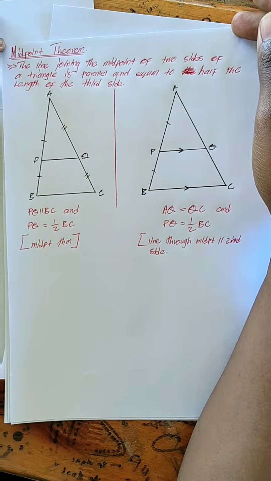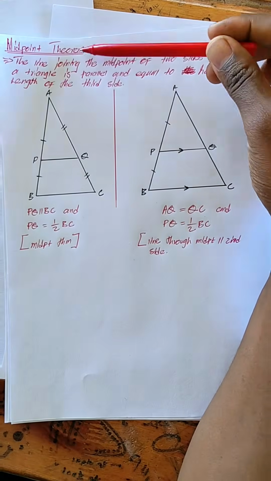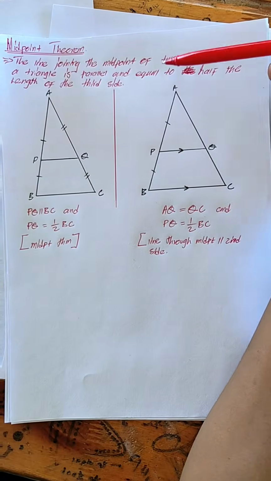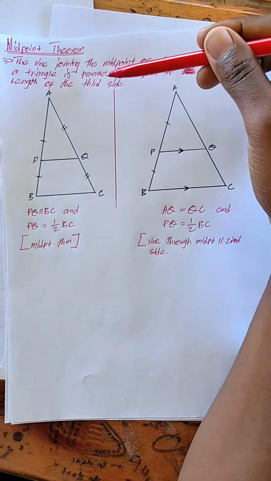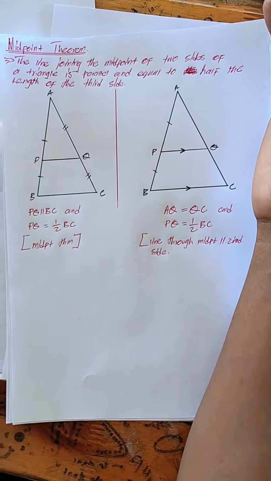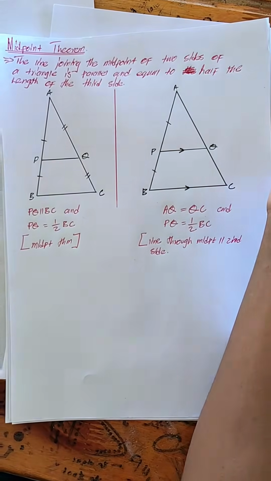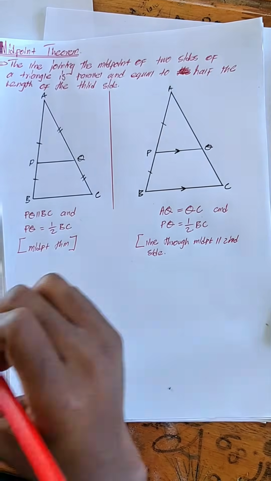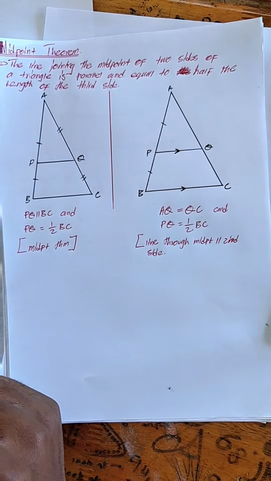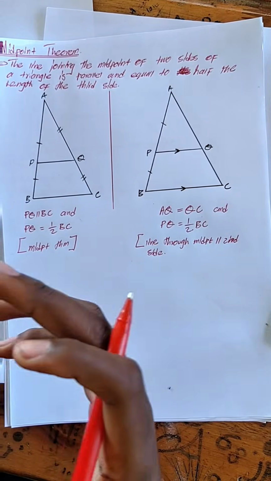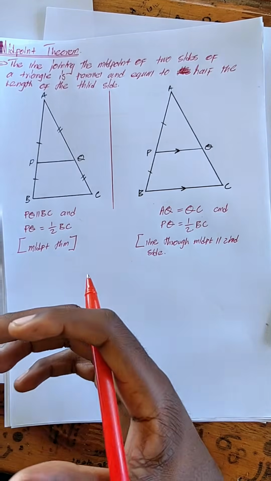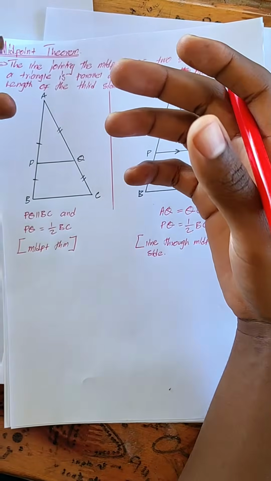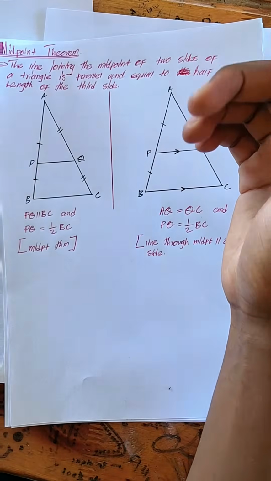The midpoint theorem states that the line joining the midpoints of two sides of a triangle is parallel and equal to half the length of the third side. So that is according to the midpoint theorem. Now, from this, let's look at these two different triangles and try to understand how the midpoint theorem works and what it actually tries to say from this particular example.